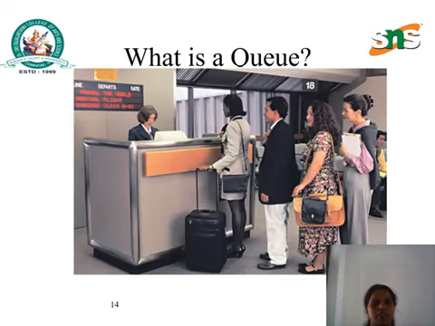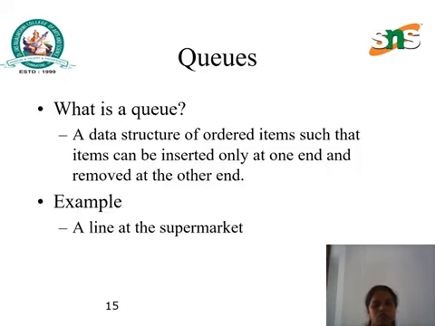So this is an example of a queue. Whoever comes first will go out first. So what is a queue? A data structure of ordered items such that items can be inserted only at one end and removed at the other end. Example, a line at the supermarket. Whoever comes first will buy their things and then go first.